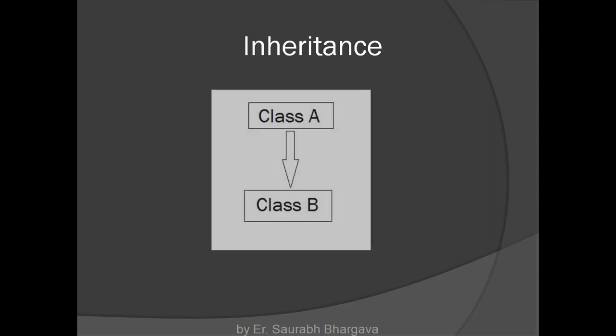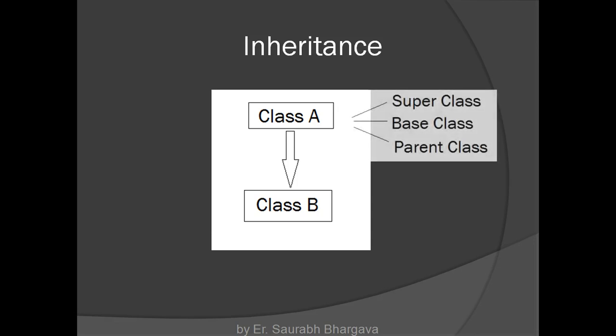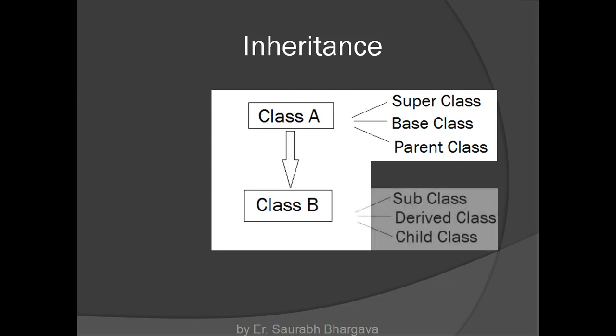Inheritance is shown like this: when one class, class A, is formed and its properties are copied to class B, then the first class, class A, is called the superclass, base class or parent class, and the deriving class, that is class B, is called the subclass, derived class or child class.